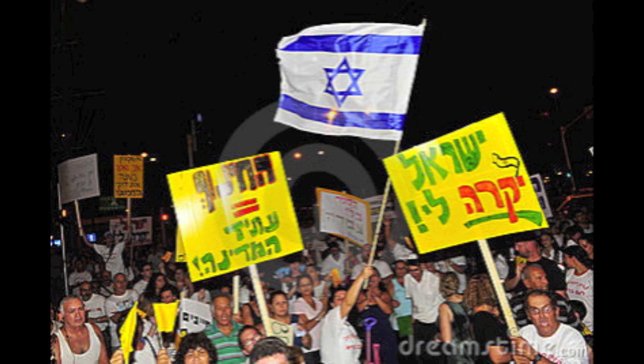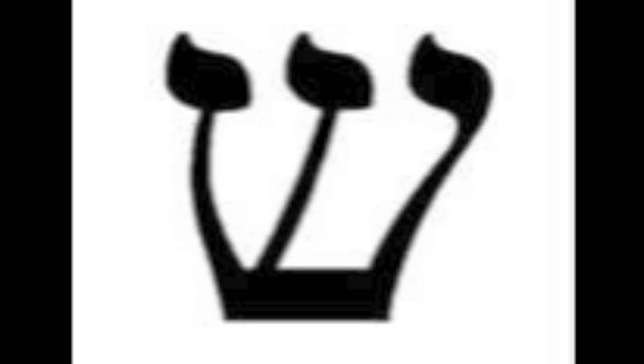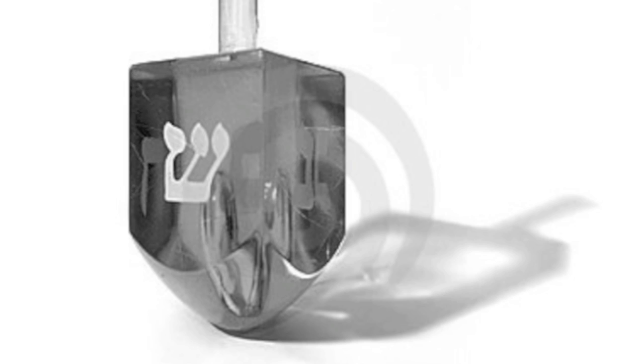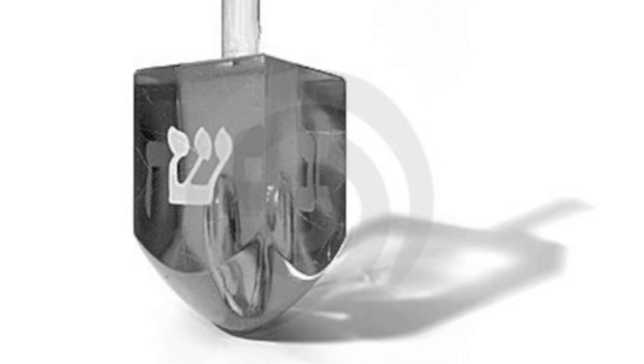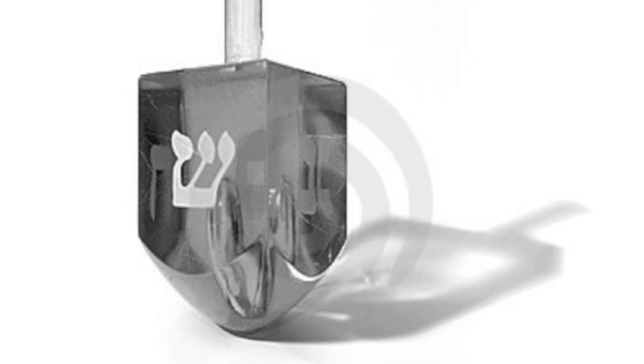Now let's start with a Hebrew letter called the Shin, spelled S-H-I-N. It looks similar to the English letter W. Here's one on a dreidel. And a dreidel is used in a game that's played during Hanukkah. This is a Shin seen on a mezuzah, which are scriptures placed on doorposts, as we're commanded to do in Deuteronomy.